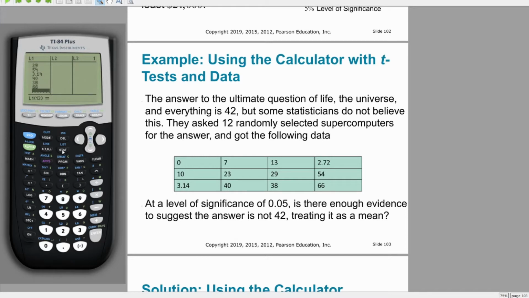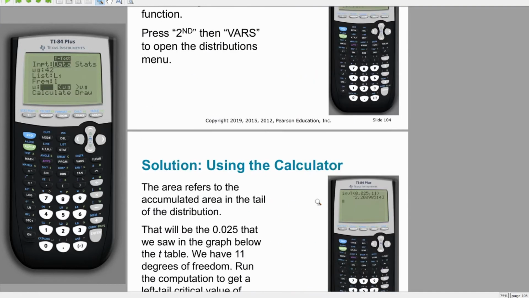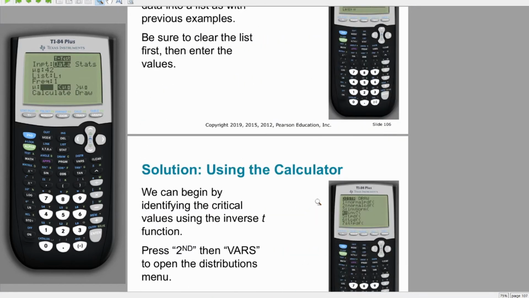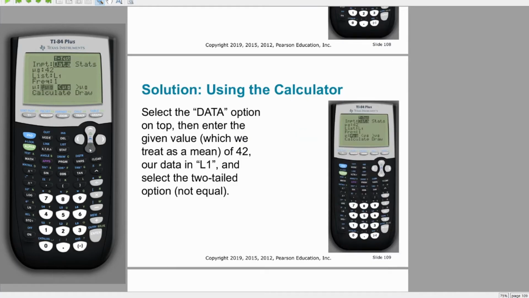Once those are into your list, you're going to hit stat again, go to tests, and we're going to run the t-test. But here we're not going to run the t-test on the statistics, we're running it on the data set, where our mean that we're comparing with is 42. We're running on list 1, and we are testing for any difference. We're just testing to see if the mean is different from 42, where if we want to do this, we just have to make sure we highlight that value, select that value, important thing to do, and then we calculate.